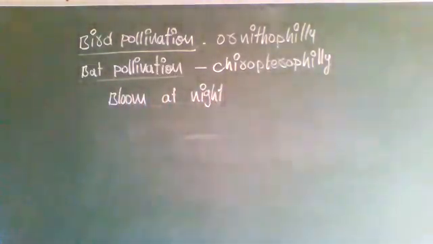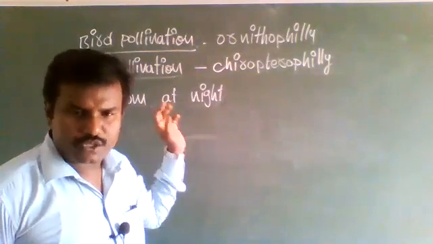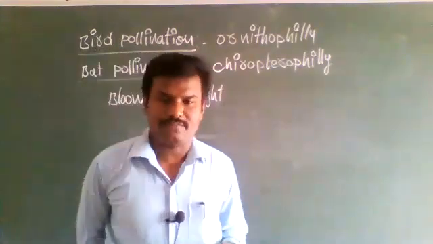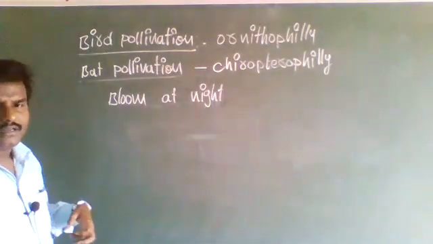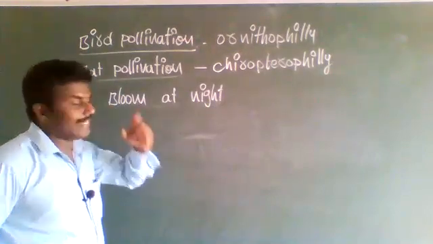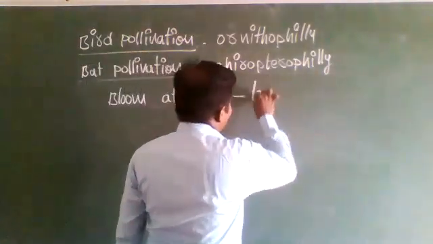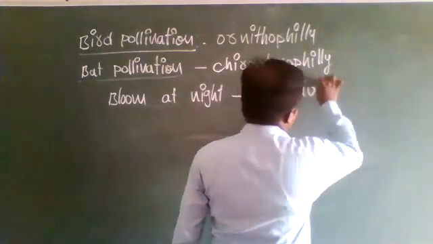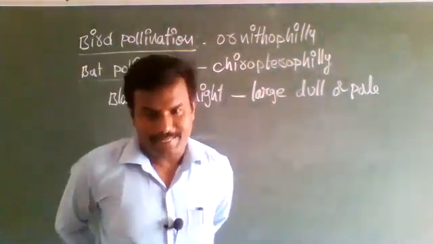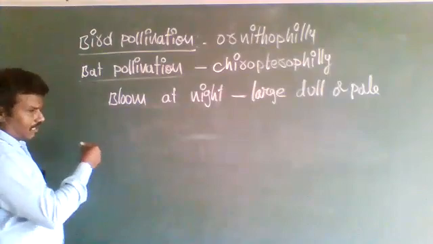The bat is a kind of animal, a mammal, and it can see clearly in the dark night. So the flowers which perform pollination through bats bloom at night time only. Bloom means they give flowering at night time. Generally, they will have large, dull or pale colored petals. Okay, that's all.